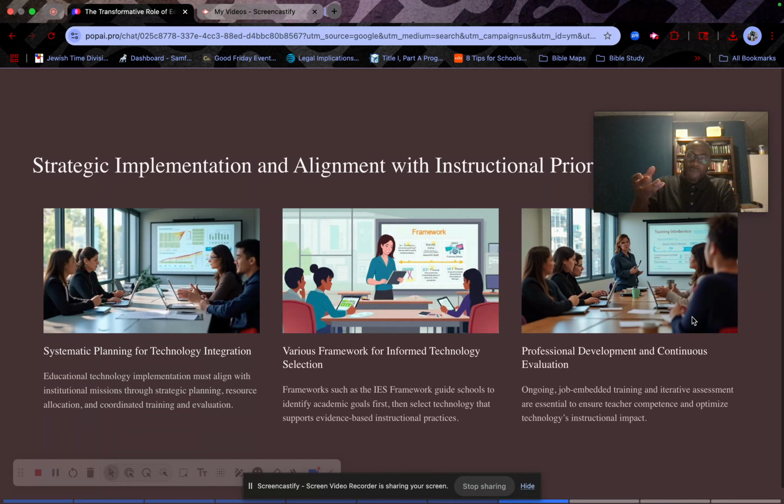And then as you find and select those tools, you have to get the teachers on board. You have to get the students on board. You have to get the parents on board. Because if you're trying to make a strategic investment in regards to technology, all parties have to have some buy-in.